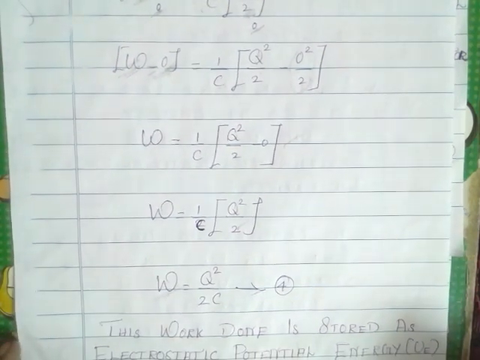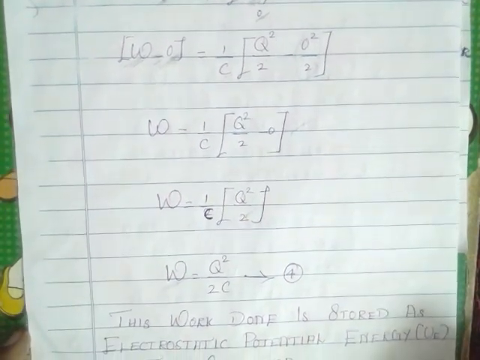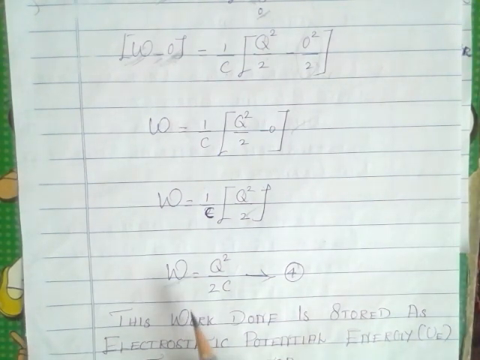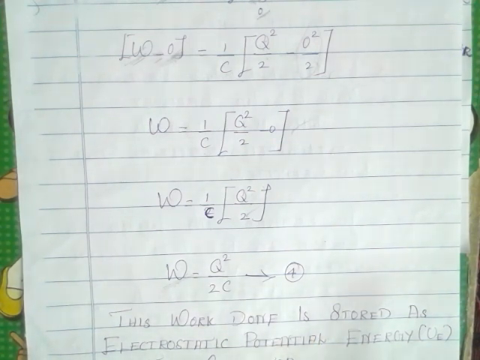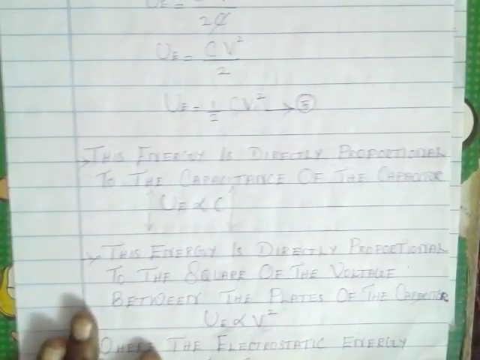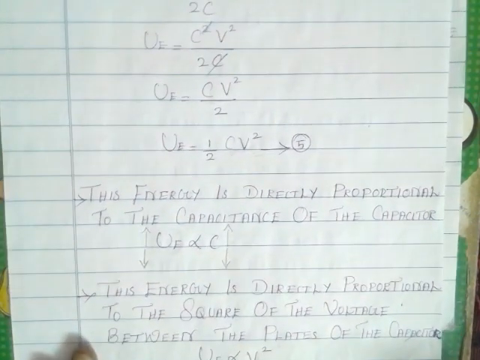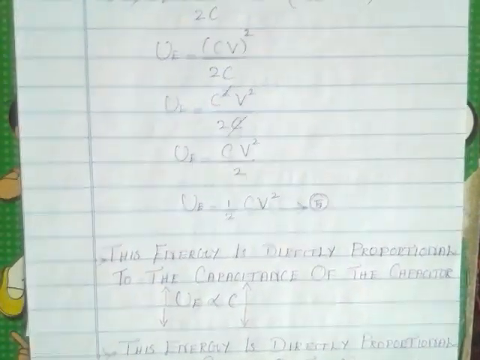Therefore, to move q quantity of charge from one plate to another plate by the battery, the work done will be W is equal to Q square divided by 2C. This is equation number 4. This work done is stored as electrostatic potential energy in the capacitor. We studied already that work done is stored only as electrostatic potential energy.